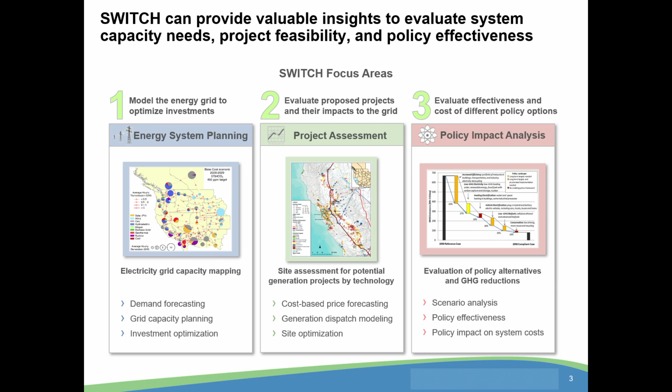There are three main focus areas for the Switch model. The first way that the Switch model is most often used is for long-term energy planning. The way the Switch model works is that you have all the electrical grid infrastructure currently, and then you consider how things are going to change in the future. How are you going to meet increasing demand? How are you going to accommodate emerging policies and new technologies? And so you can see how the grid infrastructure will change over time.